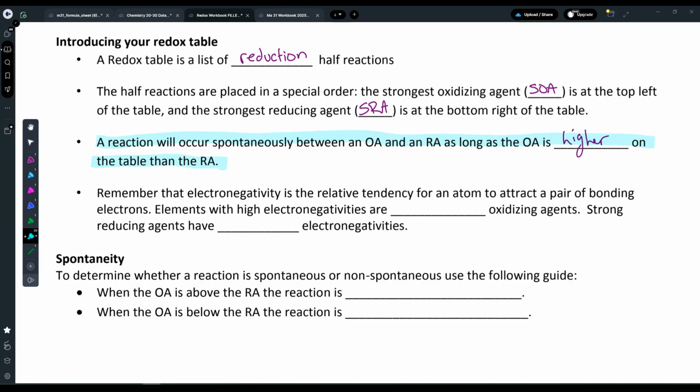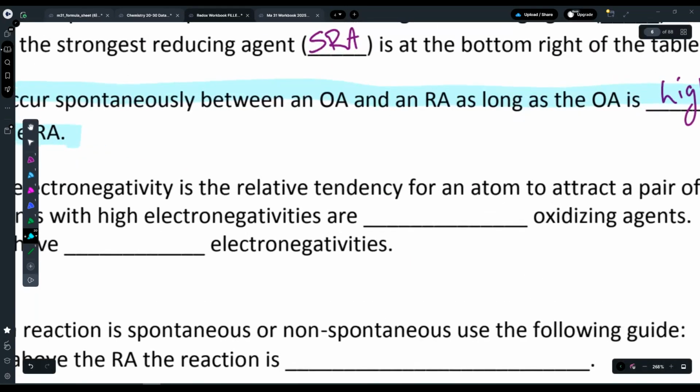Remember that electronegativity is the relative tendency for an atom to attract a pair of bonding electrons. Elements with high electronegativities are typically strong oxidizing agents.